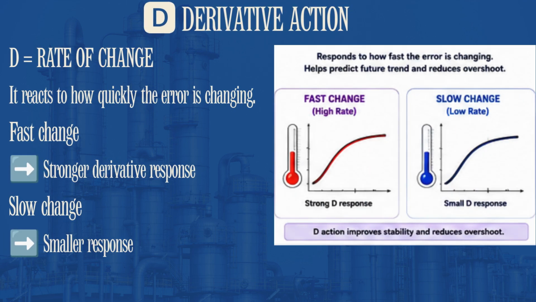Derivative action responds to the rate at which the error is changing. It looks at the trend rather than only the size of the error. If the process value is changing rapidly, derivative action can provide a corrective response that helps the controller anticipate the direction of the change.